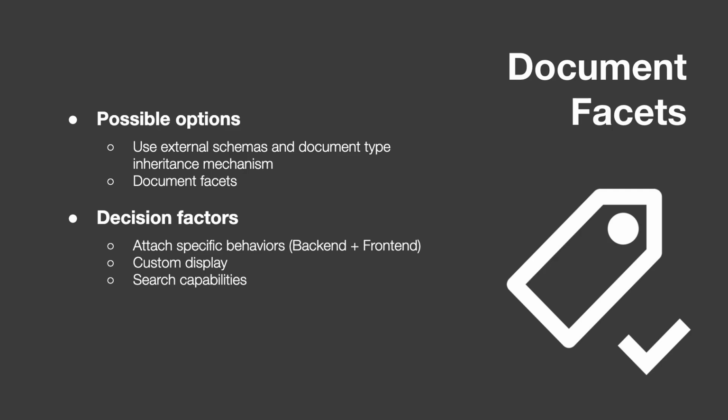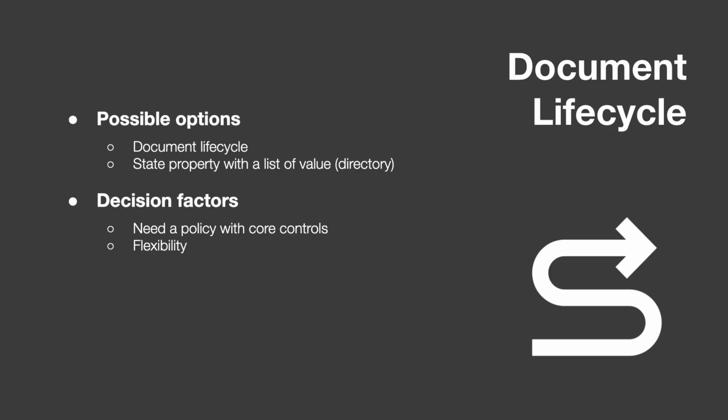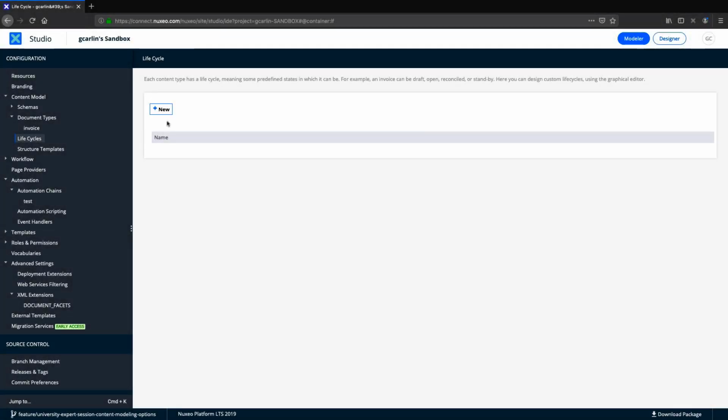So now let's go to the last topic around document lifecycle. When you have to attach a state to your document, you've got two options. One, create a document lifecycle, and the second one is to use a custom property with a list of values describing all the possible states of your document. Let's see in detail.